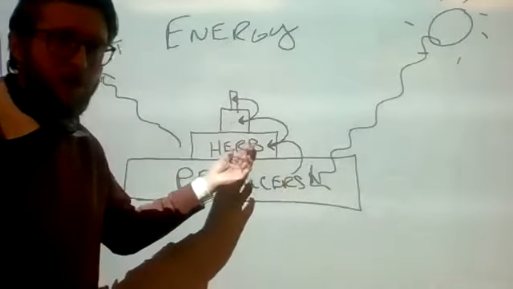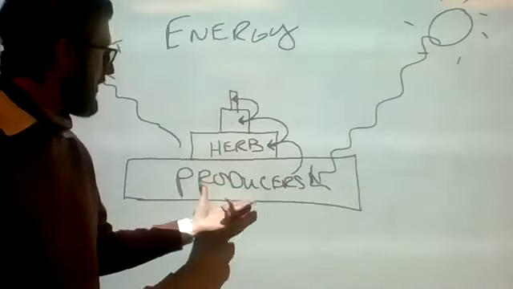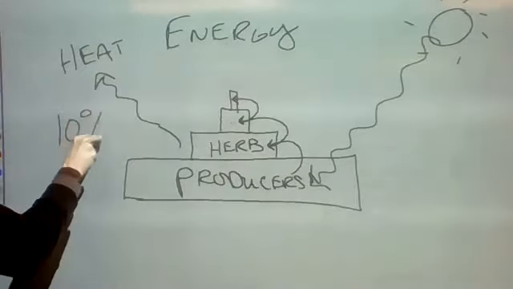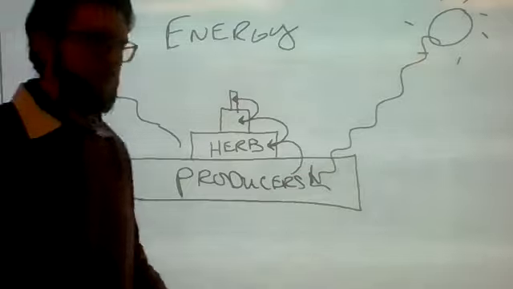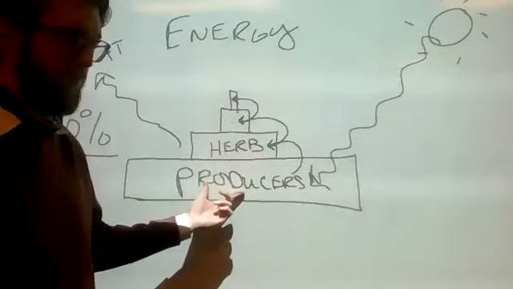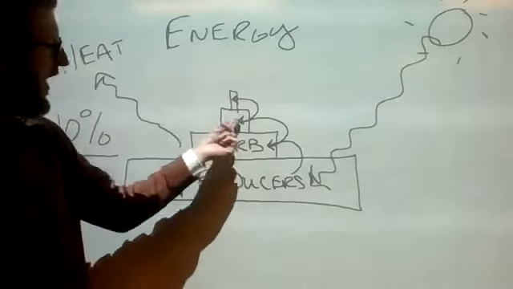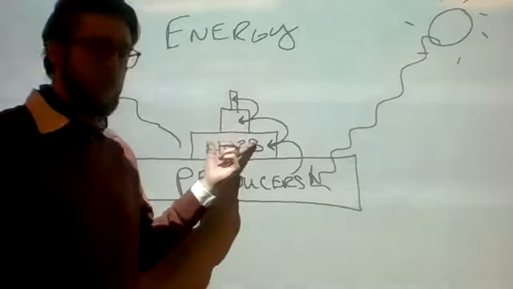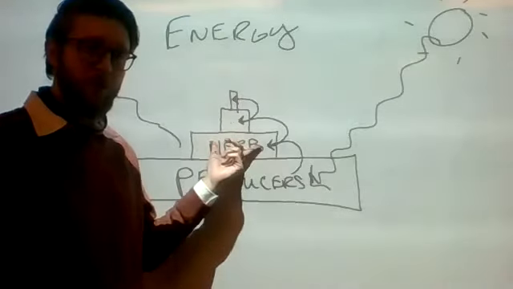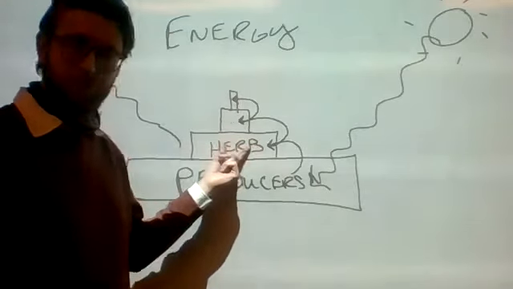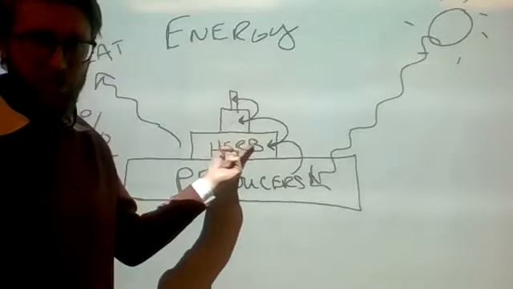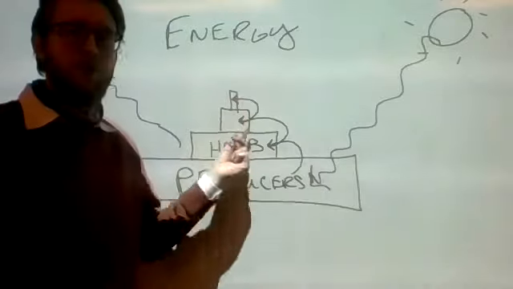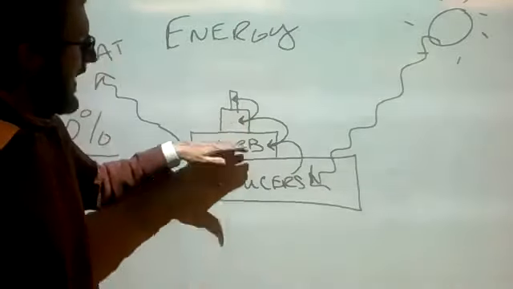So every time a herbivore eats a plant, they're only getting about 10% of the energy from the plant. And when the animal eats the herbivore that ate the plant, that animal is only getting about 10% of the energy that was in the herbivore, which is only about 10% of the energy that was in the plant. Okay? And so on and so forth.